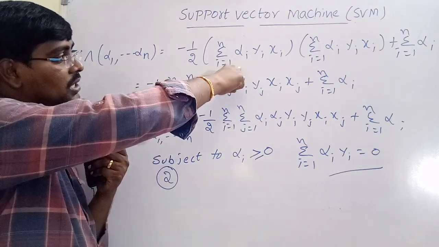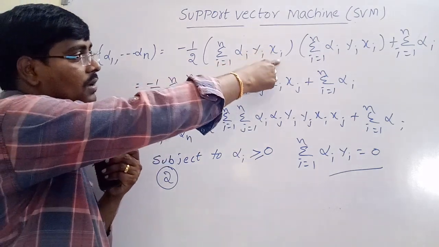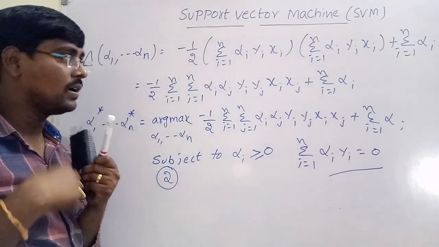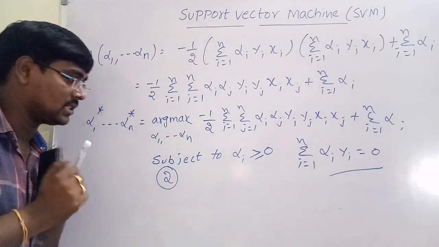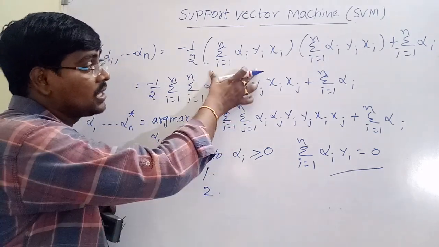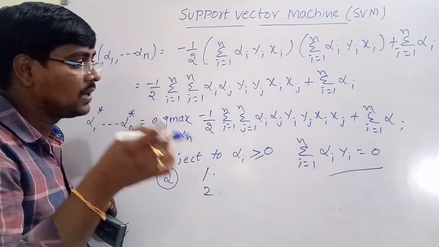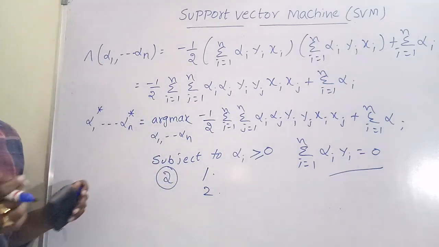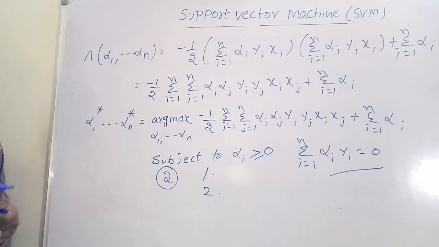W is equal to sigma i equals 1 to n alpha i, yi, xi. Based on this weight vector, we are identifying the training examples. That is the first one: identification of the margin is equal to identification of the support vectors. And the second one is the optimization problem.